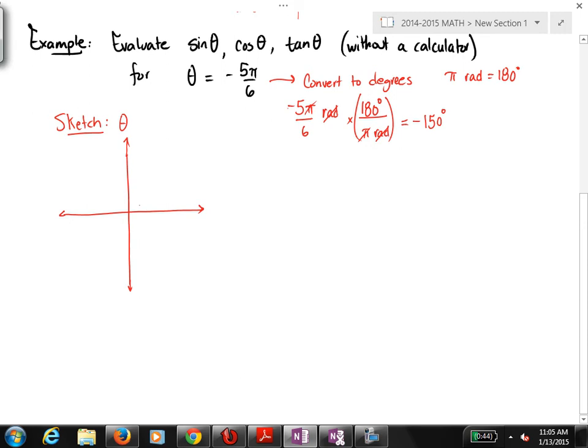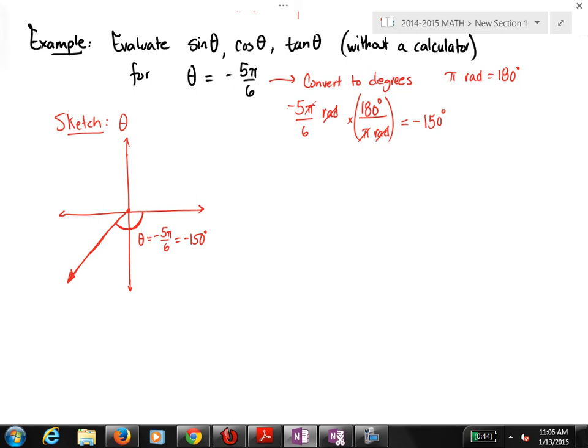So again, starting from the positive x-axis, which direction am I going to go, clockwise or counterclockwise? Remember that if it's negative, you go clockwise. So it's going to go negative 90. Now I know I have to stop somewhere here because this is going to be negative 180, so I'm just going to estimate that here. So this is theta equals negative 5 pi over 6, which equals negative 150 degrees.